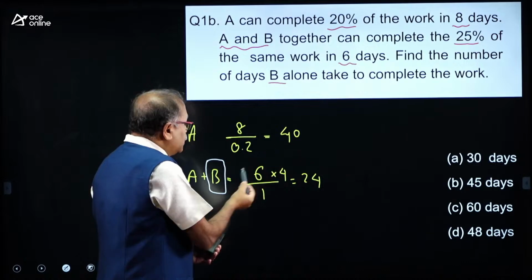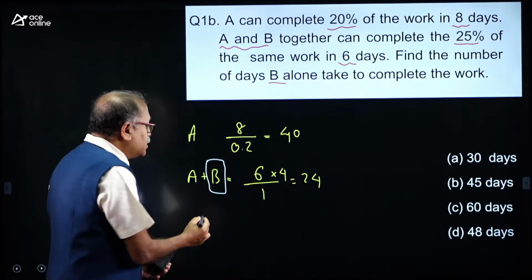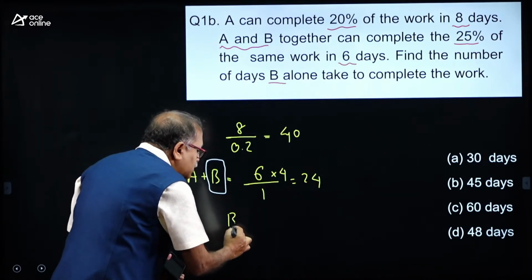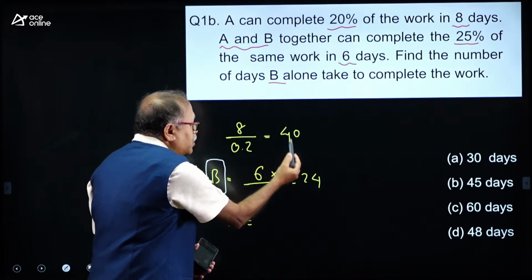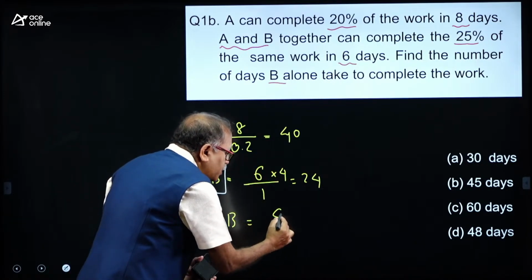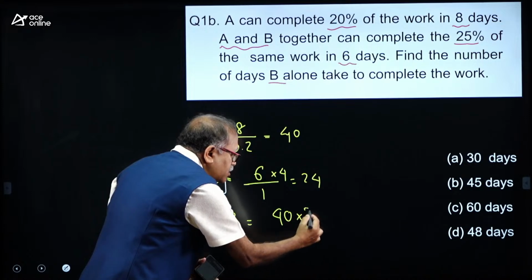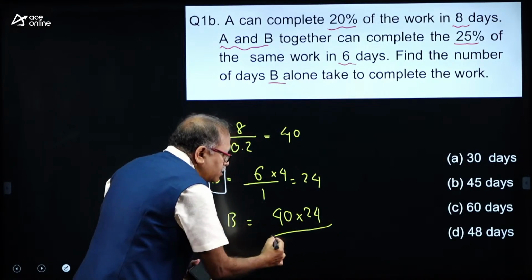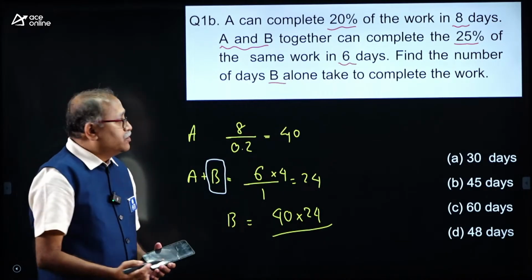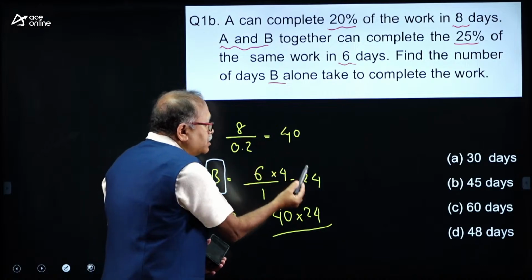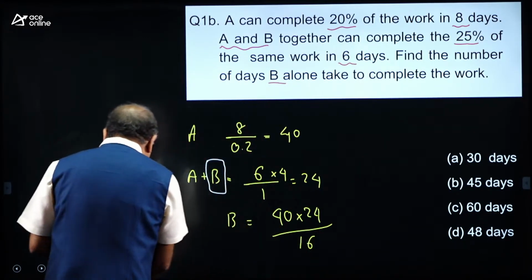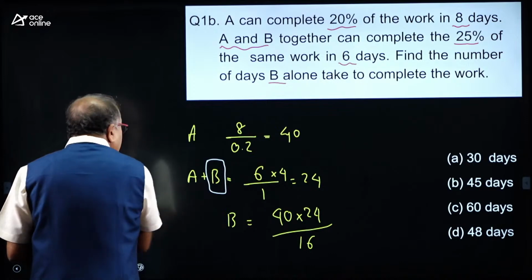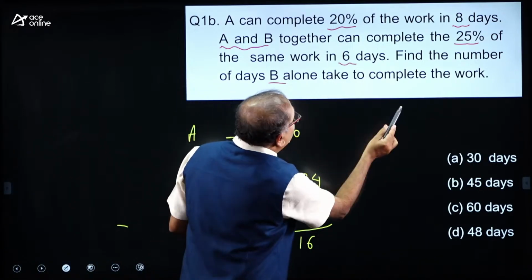Now, I need B alone can complete the work in how many days? So, let us take that B alone can complete the work in how many days? That is 40 into 24. Look at this one, my dear friends, with the minimum possible writing, 40 into 24 divided by 40 minus 24, which is 16.